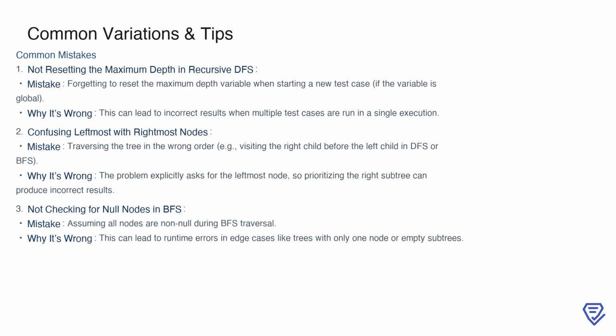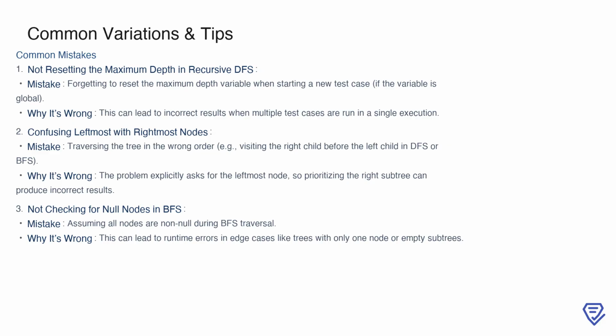When solving this problem, there are some common mistakes to watch out for. First, if you're using a recursive depth-first search and a global variable to track the maximum depth, forgetting to reset this variable at the start of a new test case can cause incorrect results. This happens because the value from a previous test case might interfere with the current one.